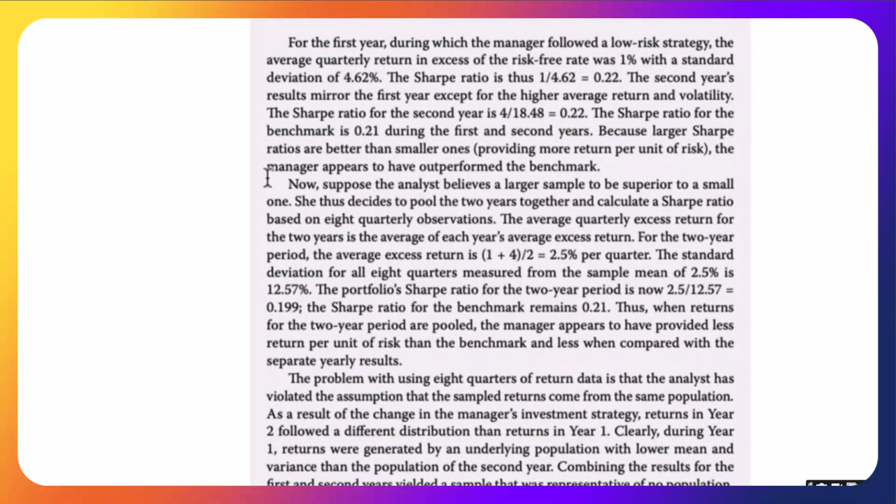Now, suppose the analyst believes a larger sample to be superior to a smaller one. She thus decides to pool the 2 years together and calculate a Sharpe ratio based on 8 quarterly observations. The average quarterly excess return for the 2 years is the average of each year's average excess return for the 2-year period. The average excess return is 2.5% per quarter. Standard deviation for all 8 quarters measured from the sample mean of 2.5% is 12.57%, and we would end up with a Sharpe ratio of 0.199. Sharpe ratio for the benchmark remains at 0.21.